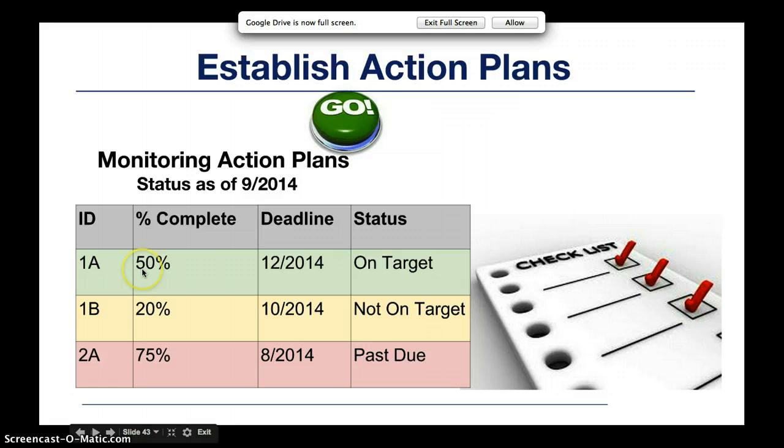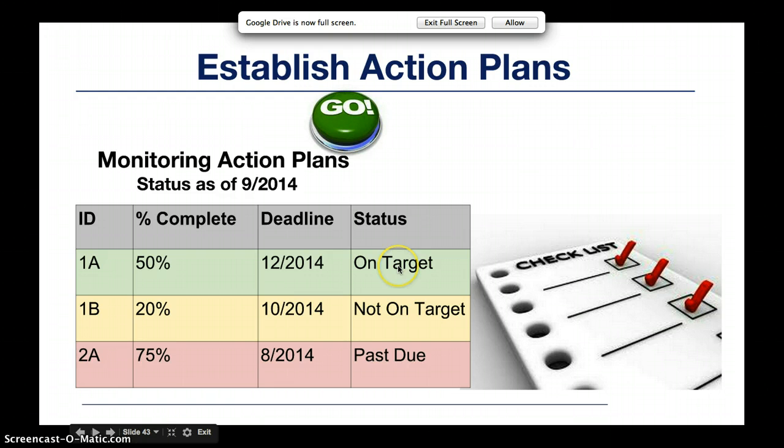So 50% means that you're 50% to completion. If it's 20%, like you see here, that means that you're 20% toward completing the goal. Not 20% away, 20% toward completion. Next is the deadline. I always want to document the deadline so we know what we're talking about, and then use a status. The statuses I like to use when it comes to monitoring action plans are: it's either on target, it's not on target, or it's past due.